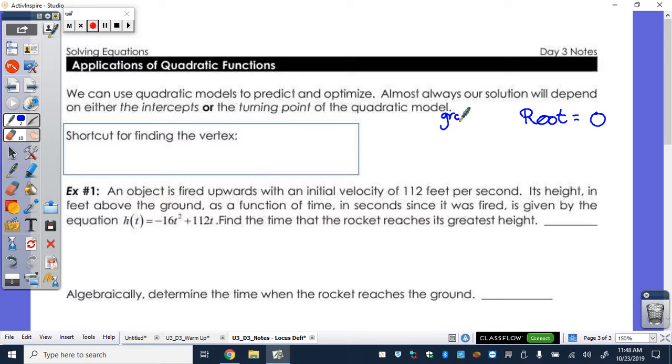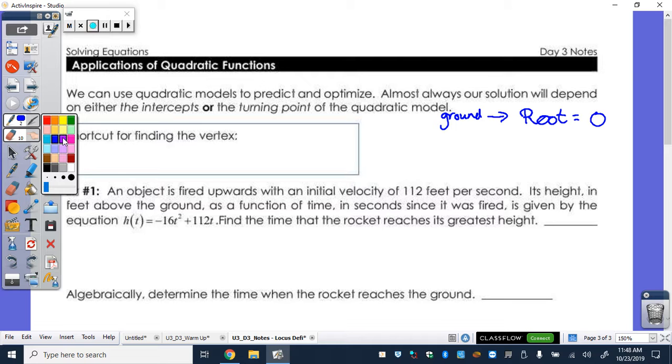So if you're looking for when it hits the ground, you're looking for the root, so you set your equation equal to 0 and you solve. So you can do the square root method, factoring, quadratic formula, completing the square, any of those 4 methods we've gone over.